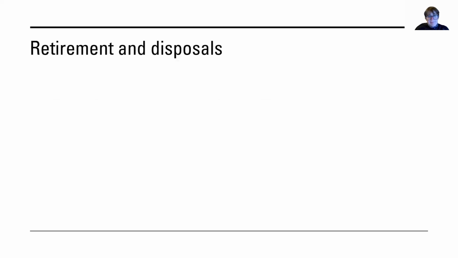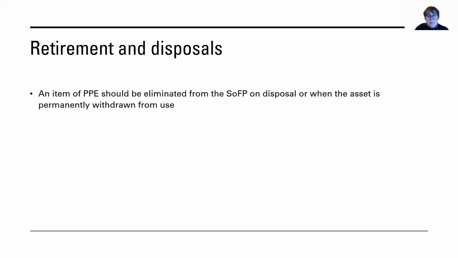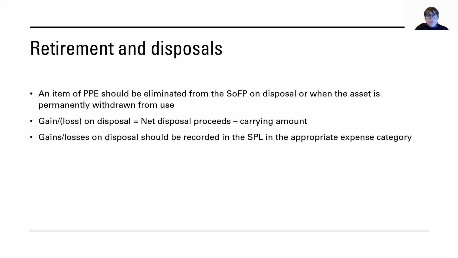Retirement and disposals then. An item of PPE is going to be eliminated from the statement of financial position on disposal when the asset is permanently withdrawn from use. That is going to lead to a gain or loss on disposal, which we can calculate as being net disposal proceeds less the carrying amount. That gain or that loss on disposal should then be recorded into the statement of profit or loss. Within that, it should also be listed in the appropriate expense category.